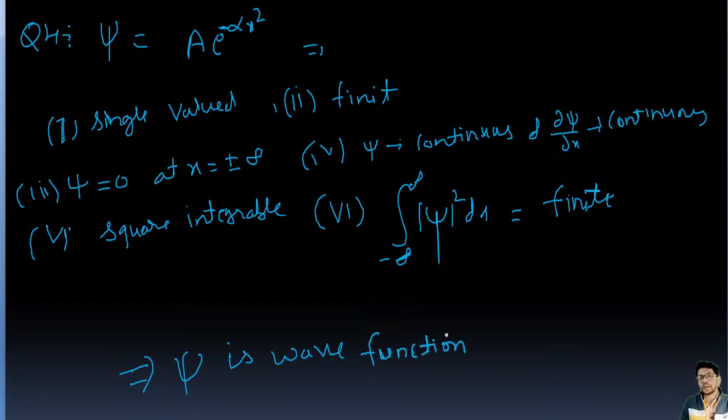Psi is a wave function because it is satisfying all the 6 conditions, because the value of x square is always going to be positive. That's why psi equals 0 at x equals plus minus infinity. This is continuous, differentiable and square integrable as well, and this value is giving a finite value.